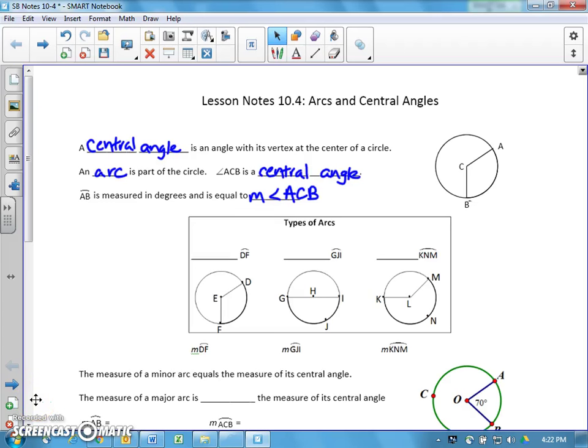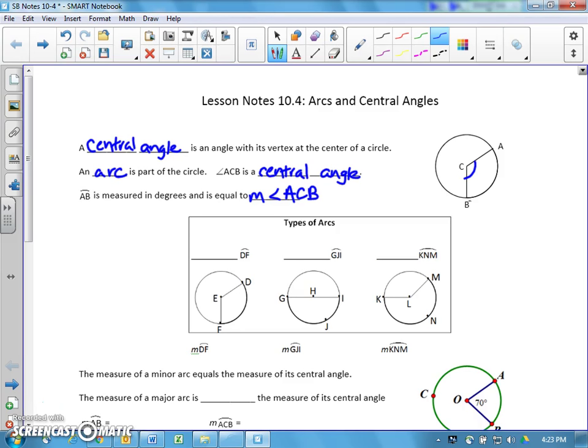Lesson 10-4, Arcs and Central Angles. A central angle is an angle with its vertex at the center of the circle. With an arc being part of the circle, angle ACB would be a central angle. Arc AB is measured in degrees and is equal to the measure of angle ACB.